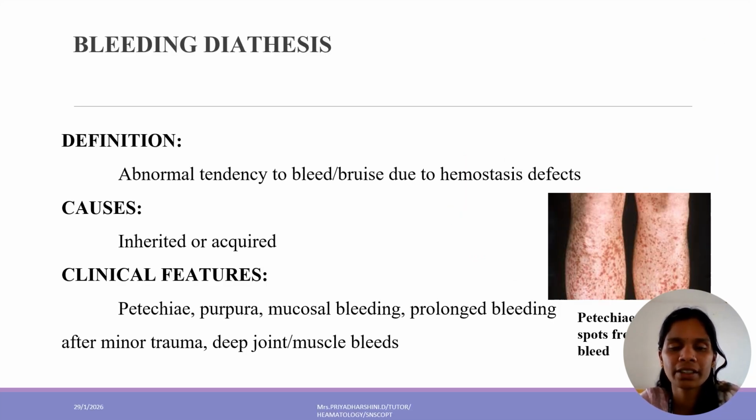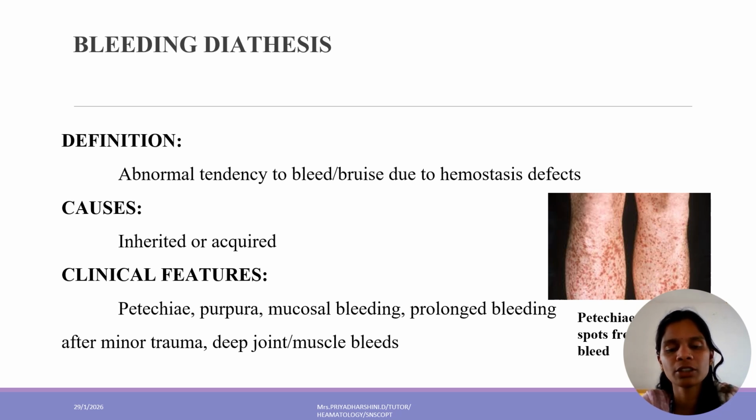Definition of bleeding diathesis: it is the abnormal tendency of bleeding or blood loss due to any defect in the hemostasis phases or hemostasis components. Causes: there are two types of causes. One is acquired and another one is inherited. So it may be either genetical or acquired causes.